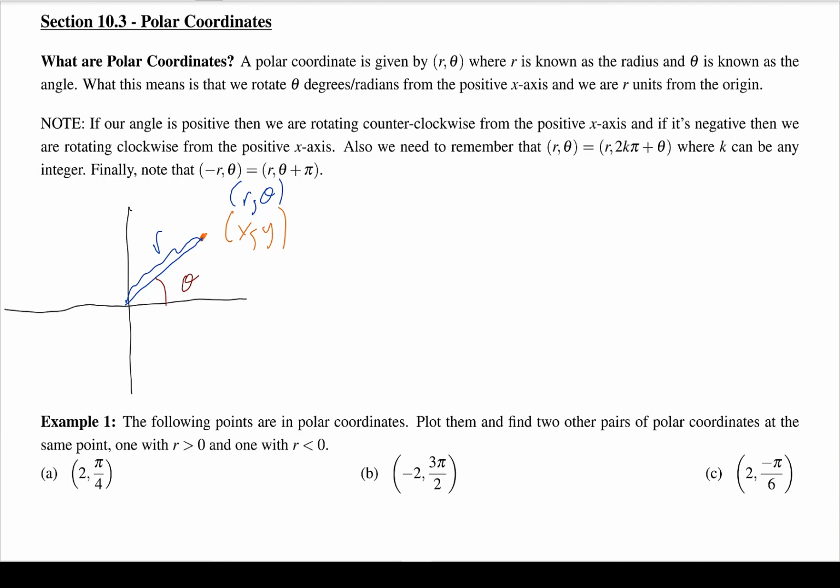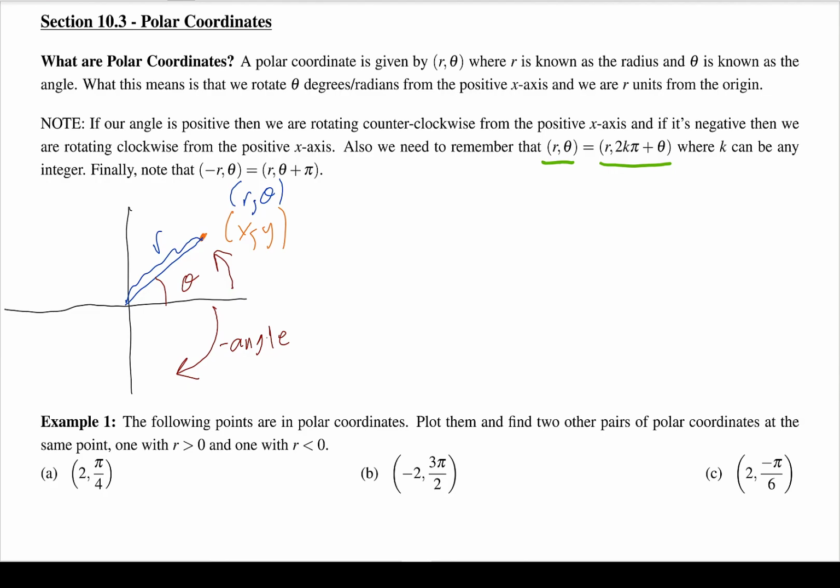So a couple things to note is that if our angle is positive, then we're rotating counterclockwise like this. If our angle is negative, we'll rotate clockwise like this. So this is for a negative angle, just like we do on the unit circle. Now, another thing to remember is that if I take 2 pi and add it to an angle, I'm still at the same place on the unit circle as far as my angle is concerned. So, if I have some point r comma theta, and I take some integer multiple of 2 pi and add it to theta, then that's going to be the exact same point.